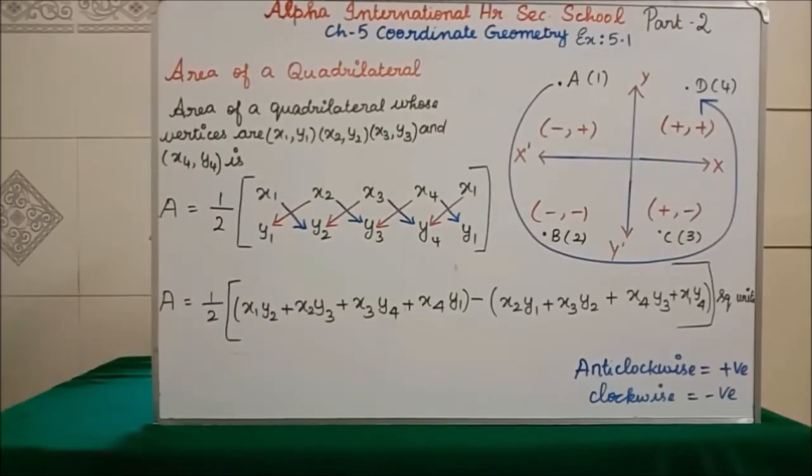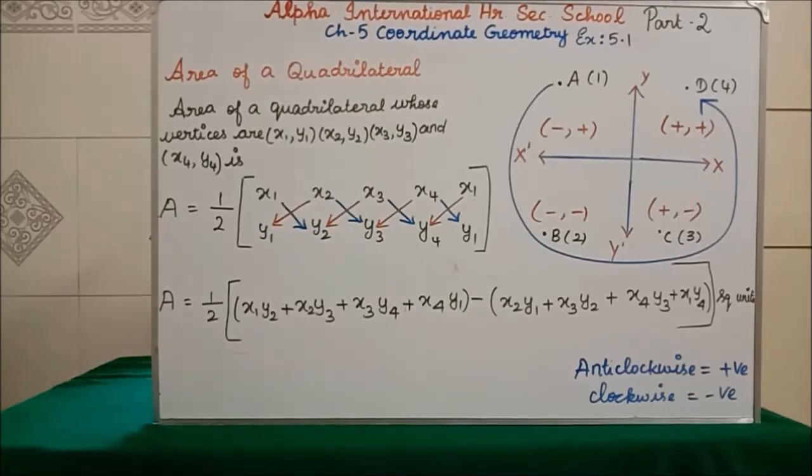We are now in part 2 video. In part 2 video, we are going to continue the exercise 5.1 with fifth question. Before going into fifth question, we have to know about area of a quadrilateral. See, area of the quadrilateral is also same as the area of the triangle.